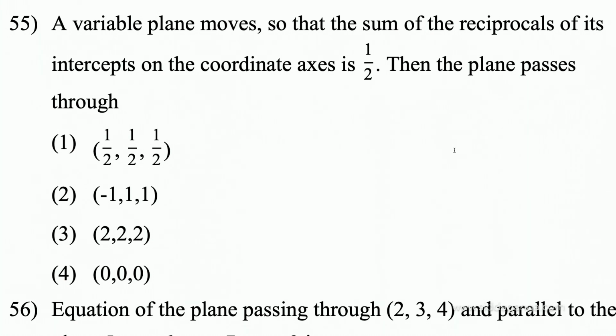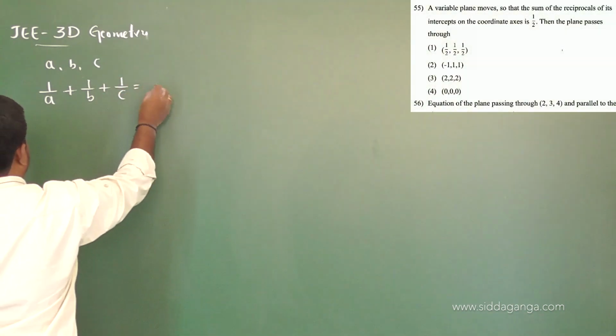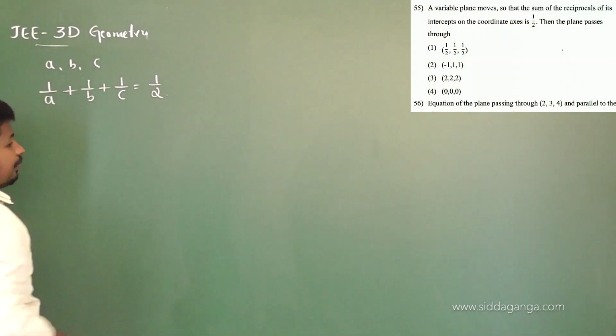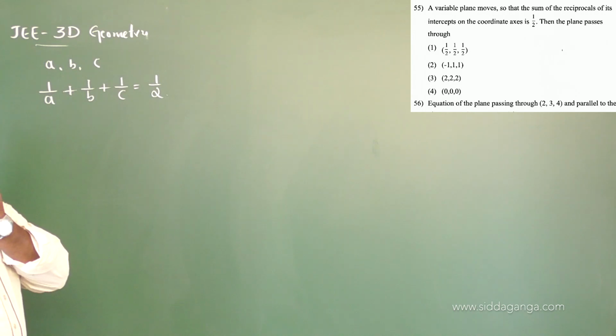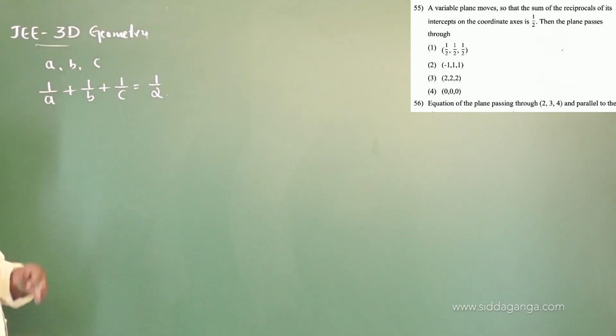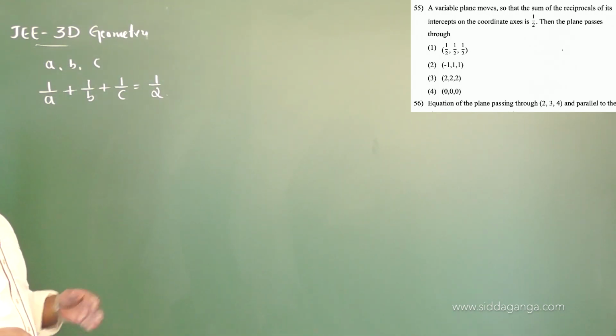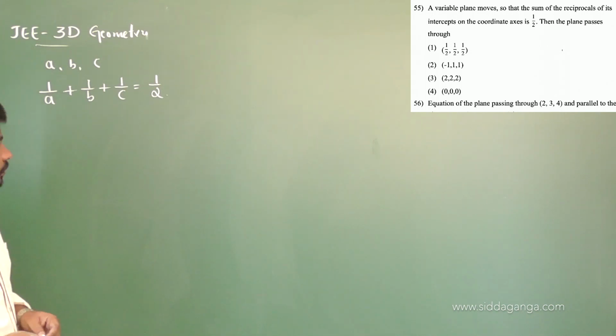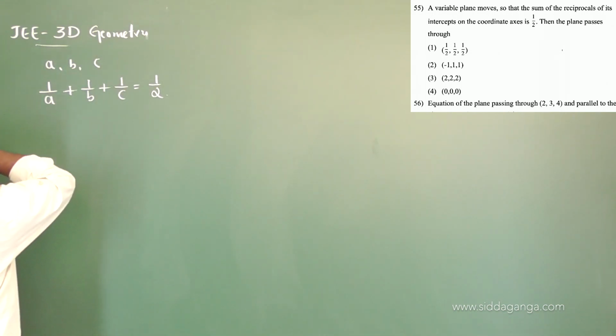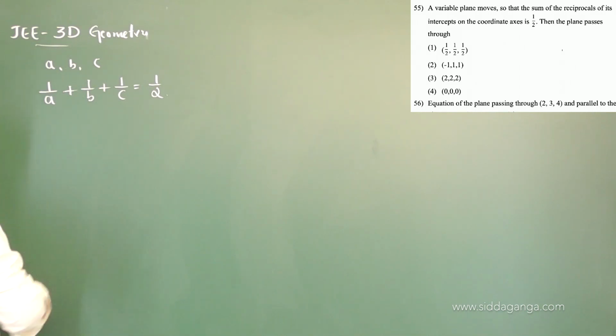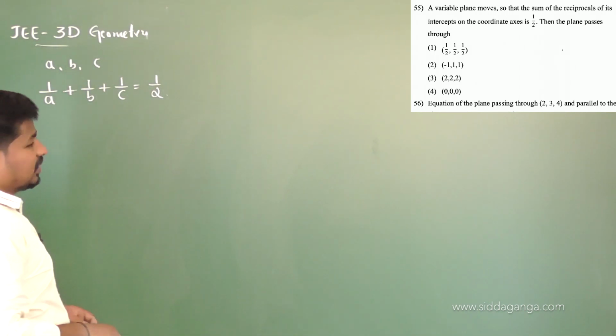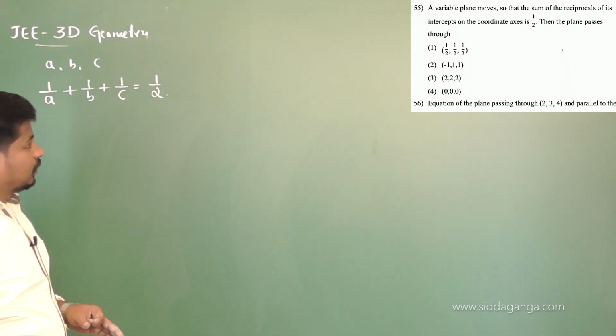If A, B, C are the intercepts, then their reciprocals are what? 1 by A, 1 by B, 1 by C. The sum of these 3 is given, that is 1 by 2. Okay, then the plane passes through what among the given points? Yes, so 1 by A plus 1 by B plus 1 by C is given as 1 by 2.